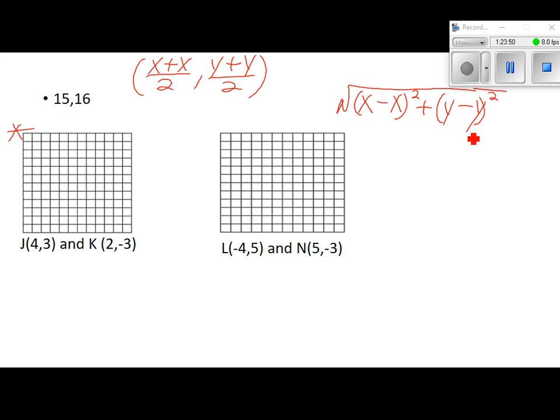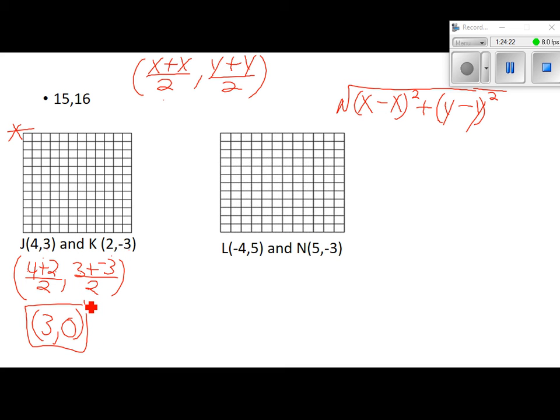And I'm going to do a bunch of it in my head. For the midpoint formula, the x's for my first 2 points here are 4 and 2. So I just stick in 4 plus 2 divided by 2, that's the x's. For the y's, it's 3 and negative 3. So 3 plus a negative 3 divided by 2. 4 plus 2 is 6. 6 divided by 2 is 3. 3 plus negative 3 is 0. 0 divided by 2 is 0. That's the midpoint. That's half your answer.